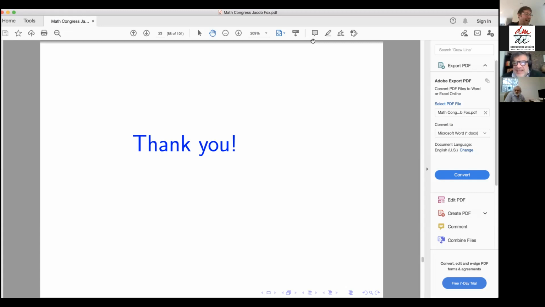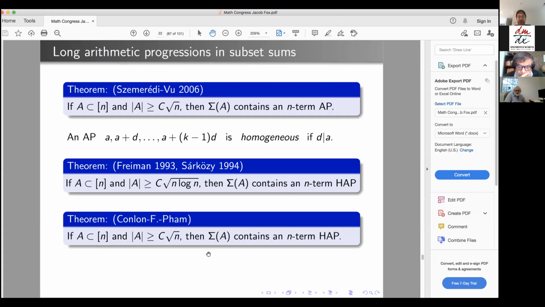There's a paper we're finishing up right now where we prove a higher dimensional version of this result. So here you see that there's an exponent of a half. In fact, you can get much sparser sets, but instead of getting homogeneous arithmetic progressions, you get something called a d-dimensional homogeneous arithmetic progression, which is a little bit weaker in terms of the notion here. But anyway, there's some variants on this that are useful for other problems, and we extend this.